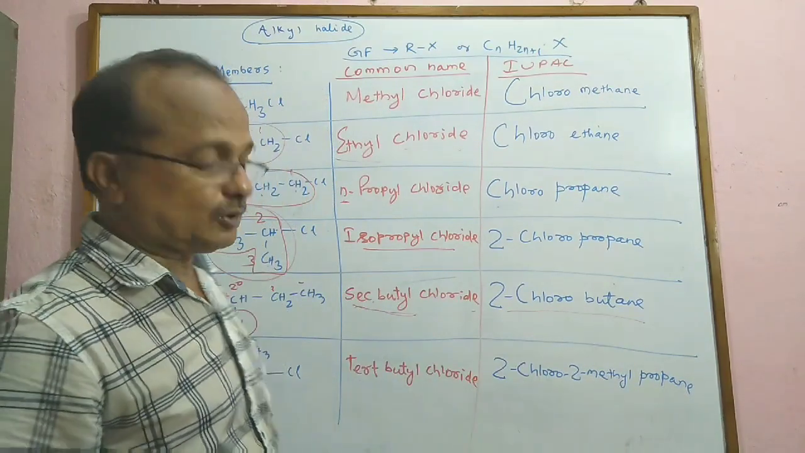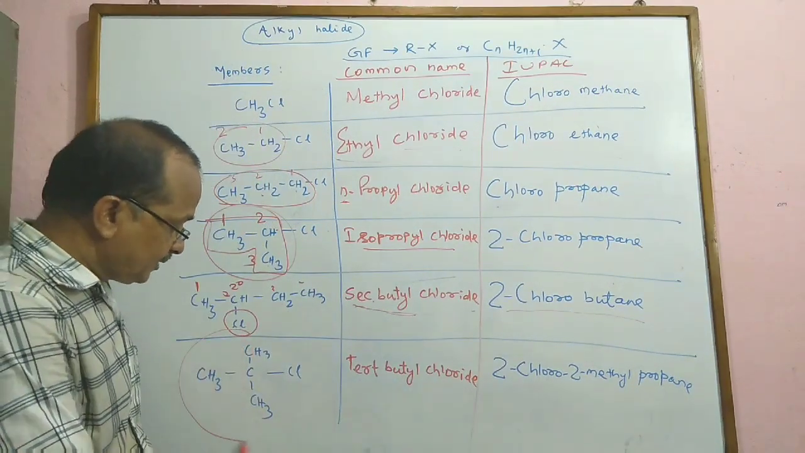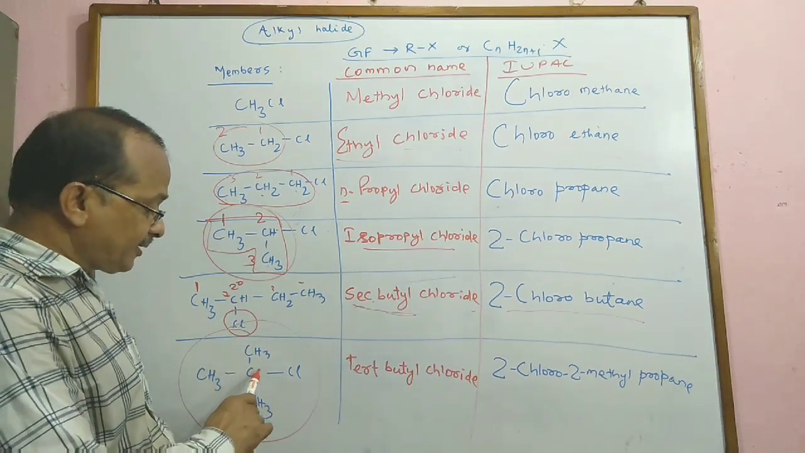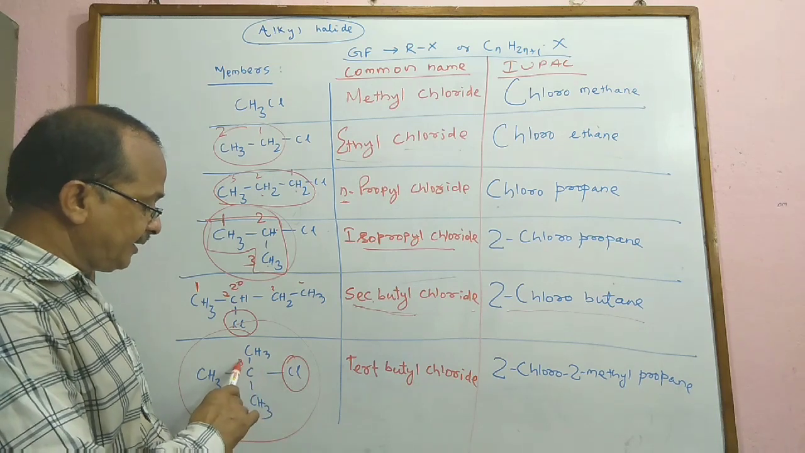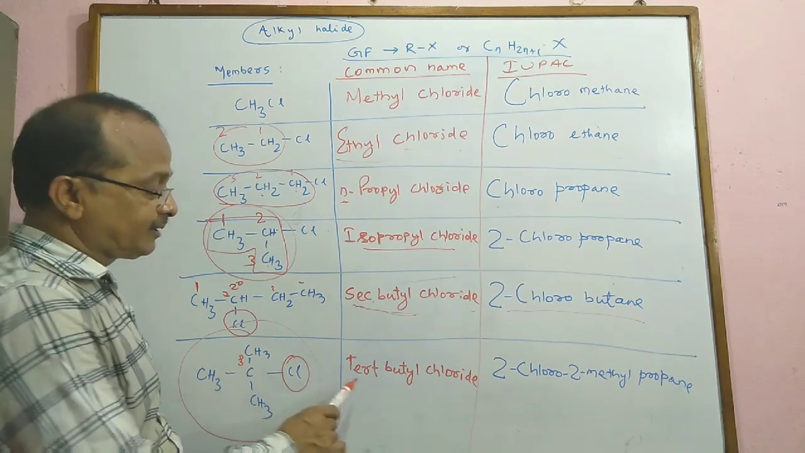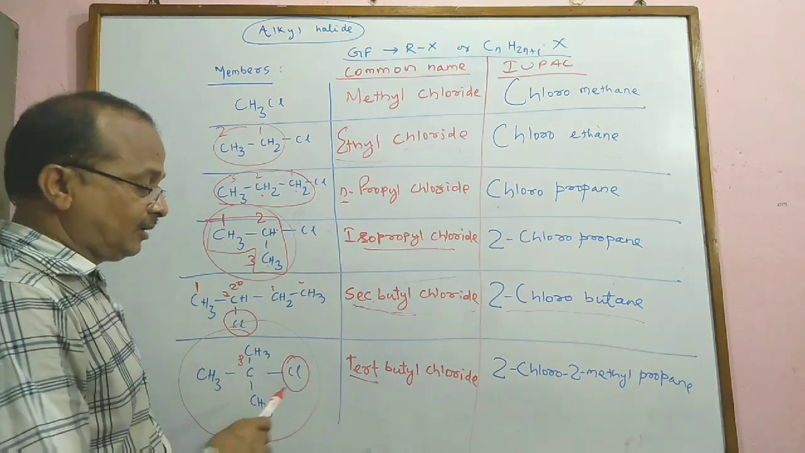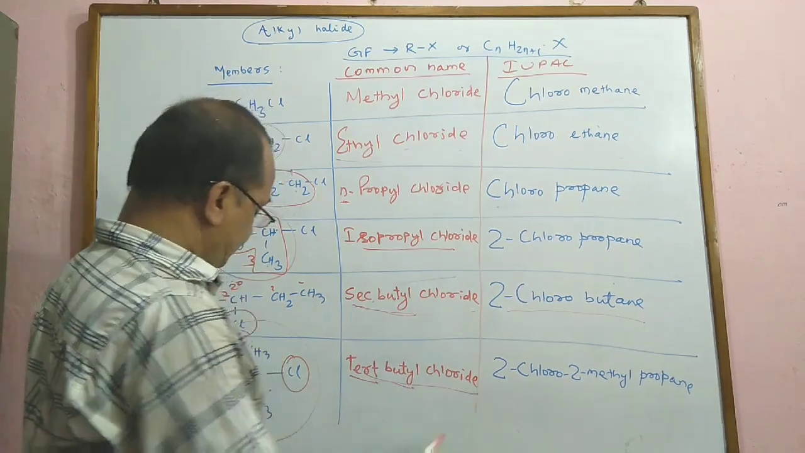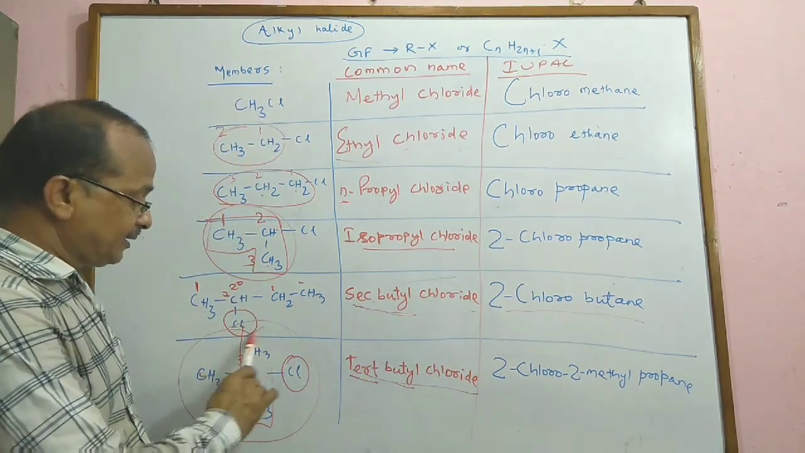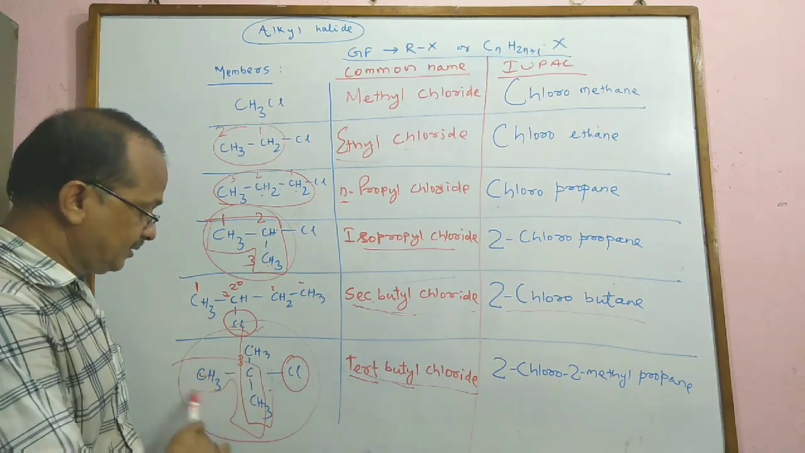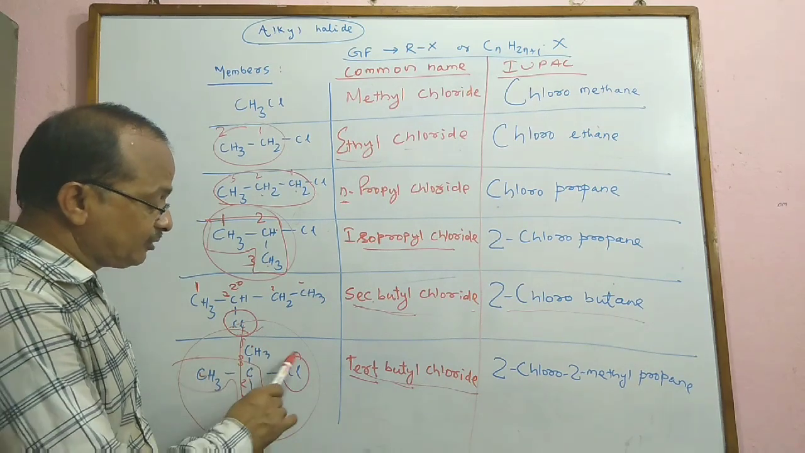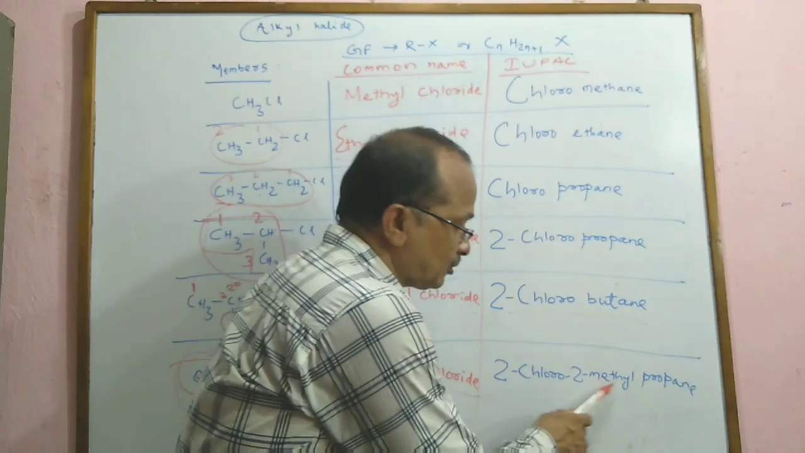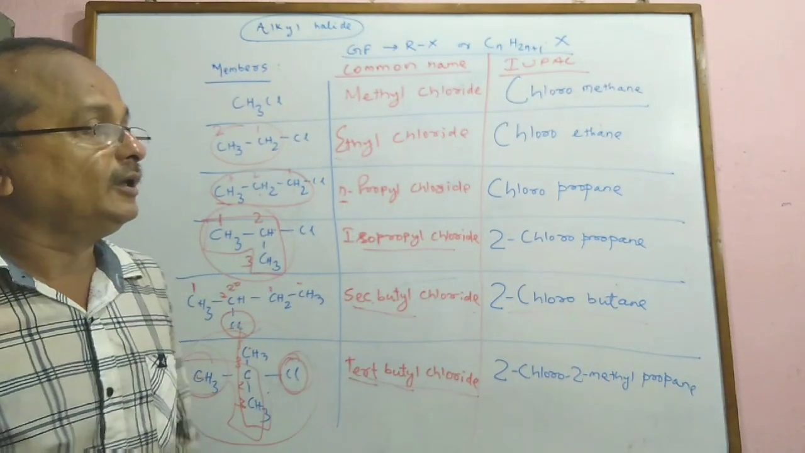Next compound, how many carbon atoms? 1, 2, 3, 4 carbon atoms. So in this 4 carbon compound, the chlorine atom is attached to the 3 degree carbon atom here. That is why the prefix tert is used, tertiary, and with 4 carbon atoms, that is butyl, so it is named tertiary butyl chloride. In IUPAC name, the longest chain you can select this or this, anyway it will be 1, 2, 3. At position 2 a chlorine atom and a methyl group are attached, that is why it is 2-chloro-2-methylpropane. So these are the primary compounds, you have to remember this.